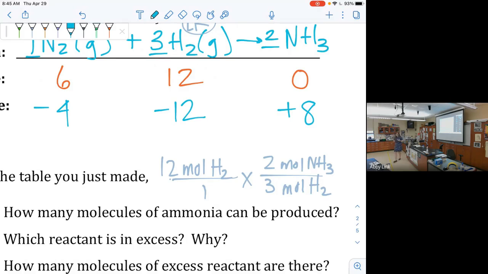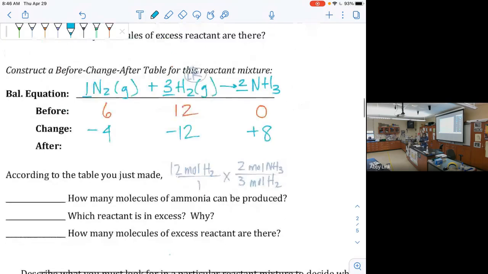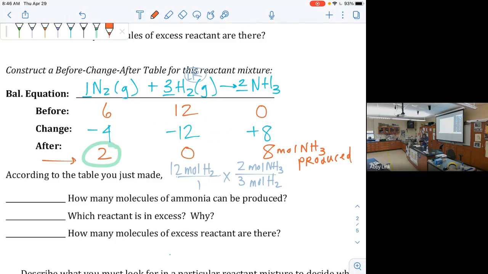So another thing we want to be aware of, once we figure out that limiting reactant, the limiting reactant dictates the rest of the table. Okay? We have to base everything around the limiting reactant. Okay? Because that's the thing we're going to run out of. All right, let's do our after here. So 6 minus 4 gives me 2. 12 minus 12 gives me 0. 0 plus 8 gives me 8 moles of NH3 produced. All right, what this 2 over here tells me is that that's how much of my N2 is left over.